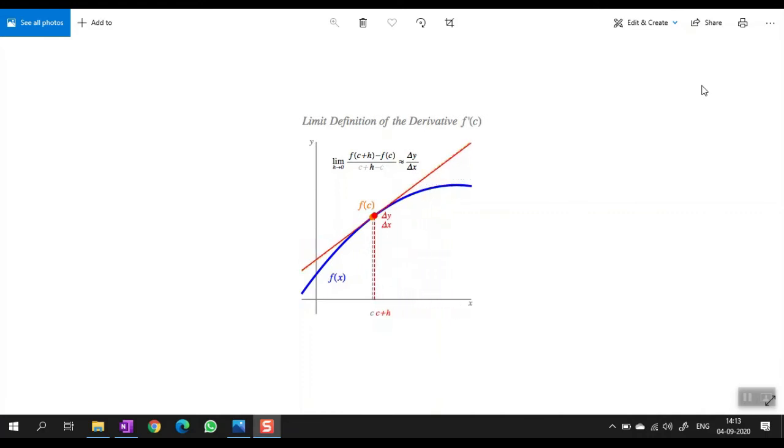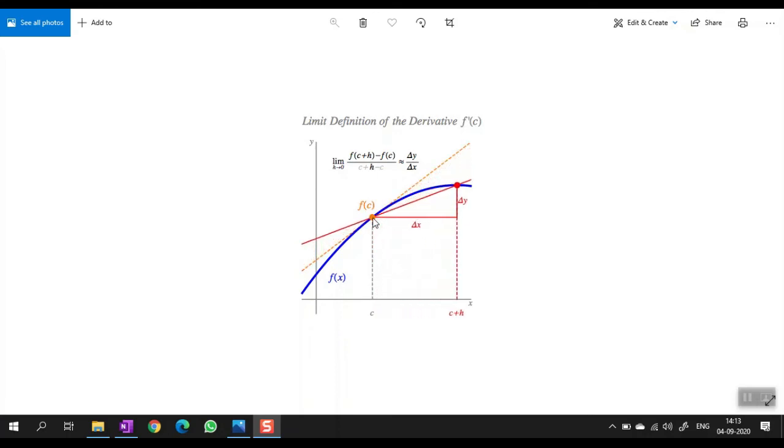But as you can see in this animation, the limit of f of c plus h minus f of c upon c plus h minus c, when h tends to 0, this is the definition of derivative. If we apply this limit to the given function, we will automatically find the derivative of this function at the orange point. You understand? Now you understand what I was talking about.